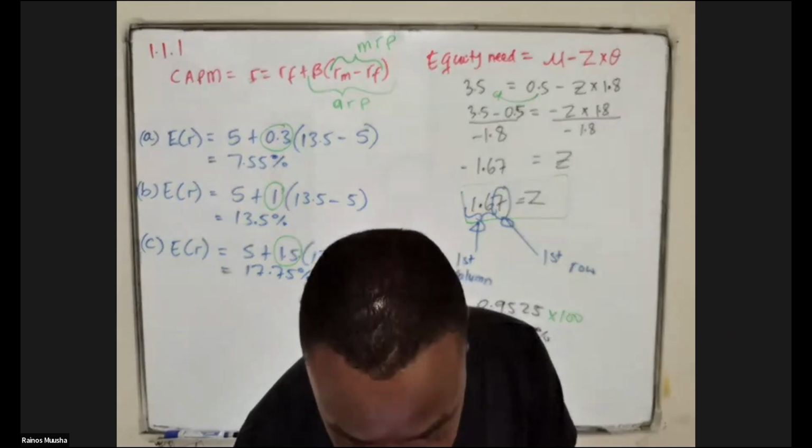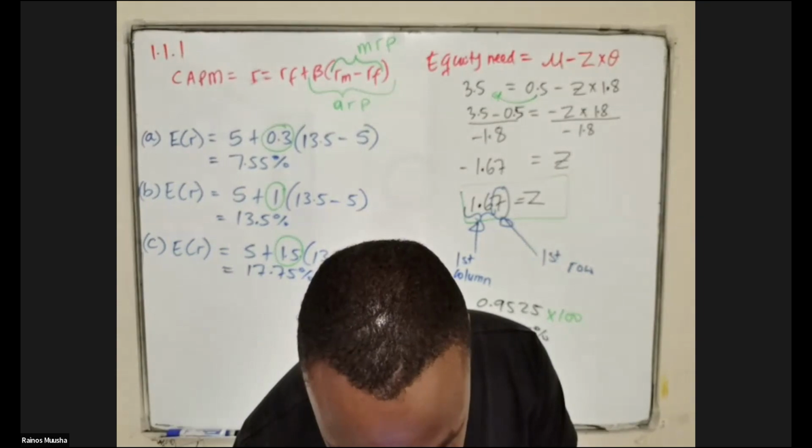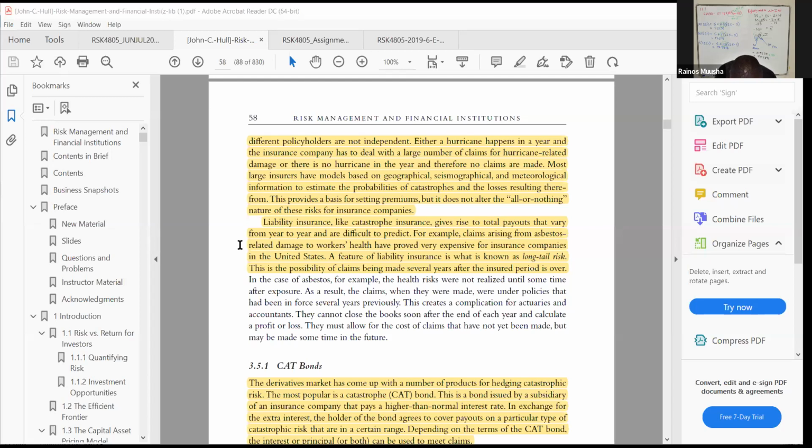if you check on page 58, they tell us that when it comes to liability insurance, liability insurance, like catastrophe insurance, gives rise to total payouts that vary from year to year and are difficult to predict. For example, claims arising from asbestos-related damage to workers' health have proved to be very expensive for insurance companies in the US. A feature of liability insurance is what is known as long-tail risk. This is the possibility of claims being made several years after the insured period is over.